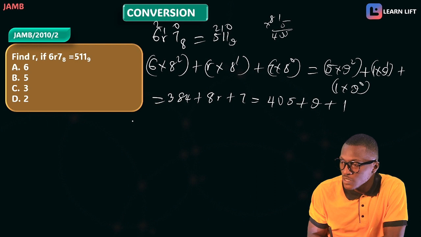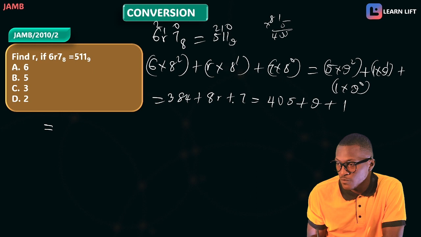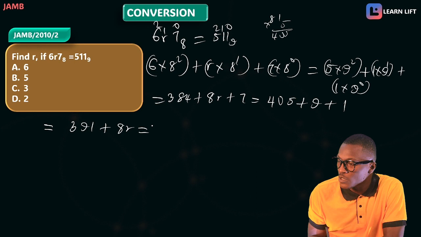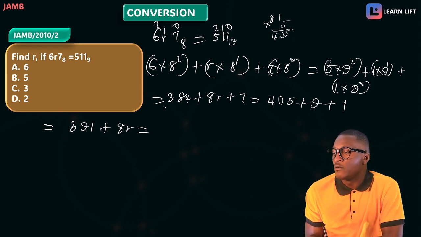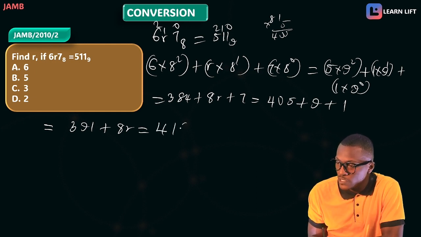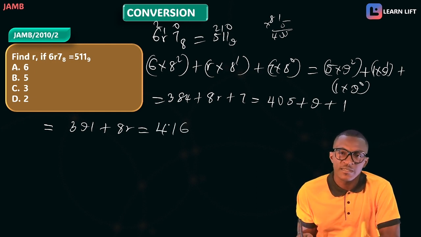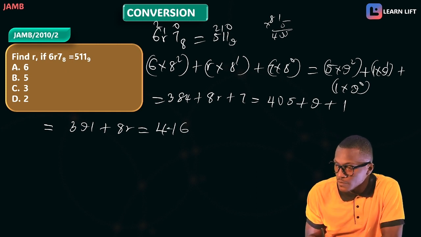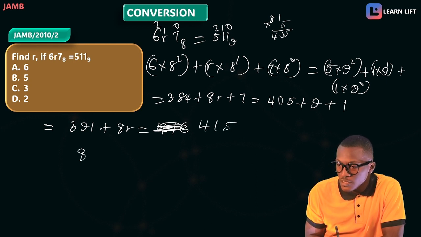So this now becomes 384 plus 7. That's 391, right? Plus 8R is equal to 405. Let's cancel that. 9 plus 1 is 10. 10 plus 405 will give me what? 415. So what will now become 8R?